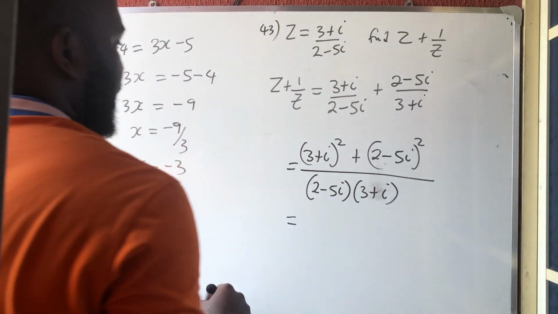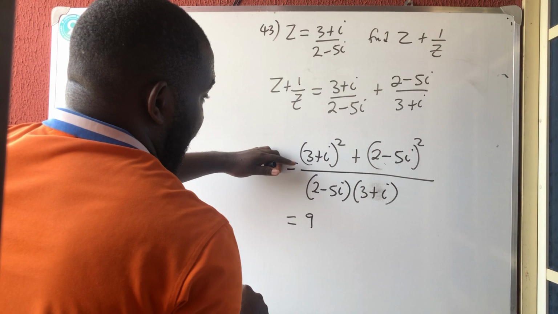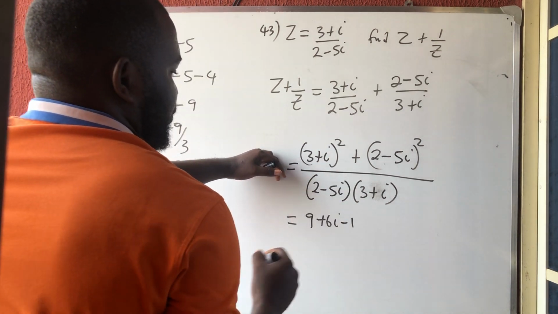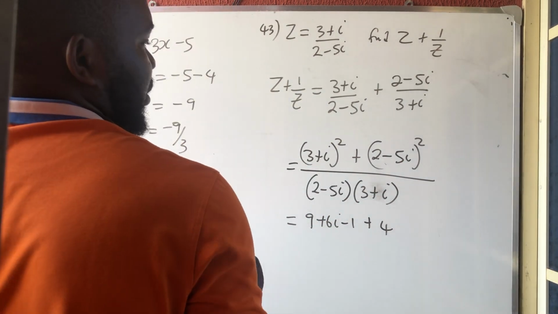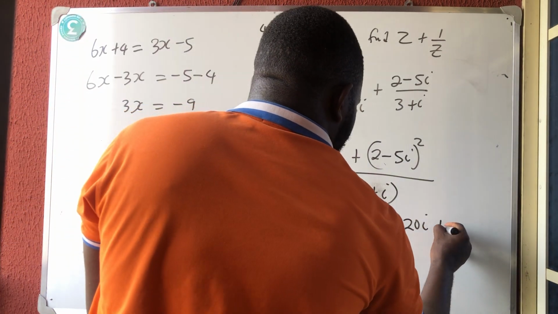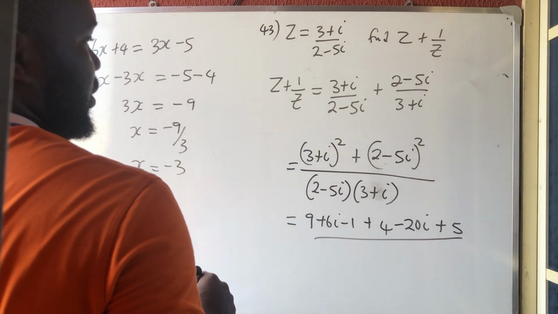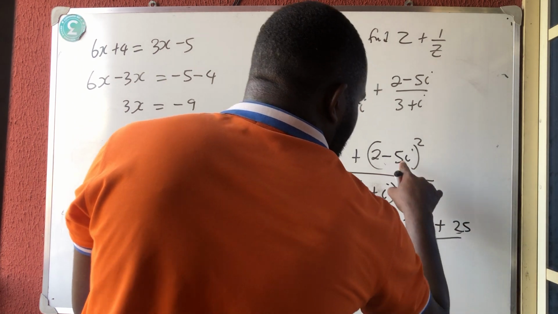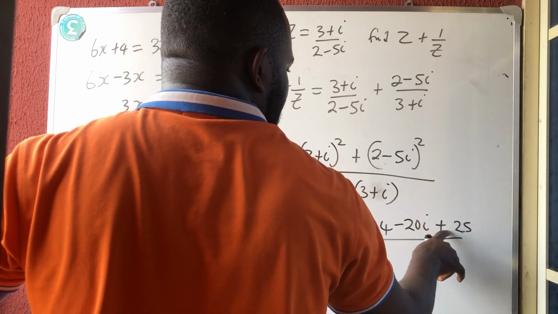So let me now clear. Square the first one, 9, multiply the first one and the second one, 3i, double it, 6i, square the last one, minus 1, plus square the first one, 4, multiply the first one and the second one, minus 10i, double it, minus 20i, square the last one and have plus 5, okay, all over, it's supposed to be plus 25, because 5 squared is 25 and i squared is minus 1. Minus 1 times the minus here will change it to plus.